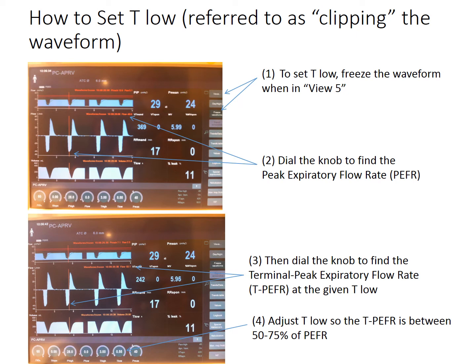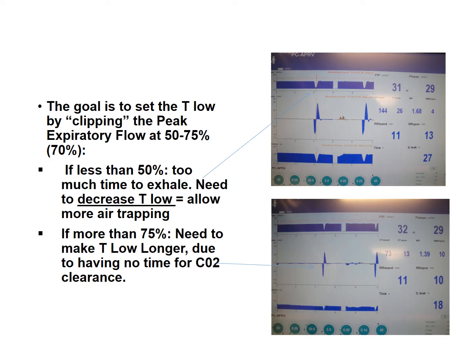You're going to measure that number, get a percentage between those two numbers, and then adjust your Tlow so the peak expiratory flow rate is between 50 and 75%. So use that percentage. That's your goal number. Our goal is to set that clip of the peak flow rate to 50 to 75%.